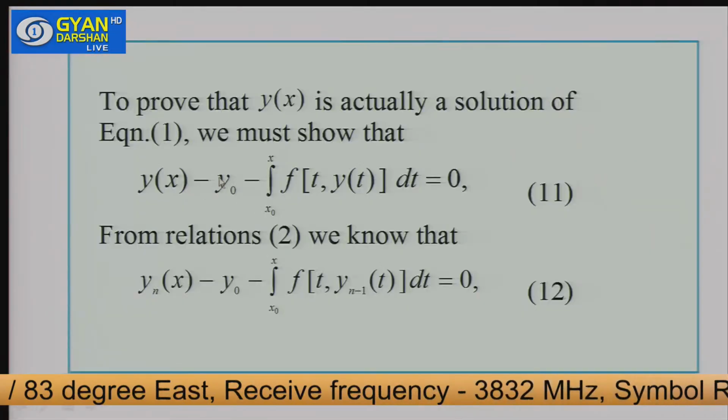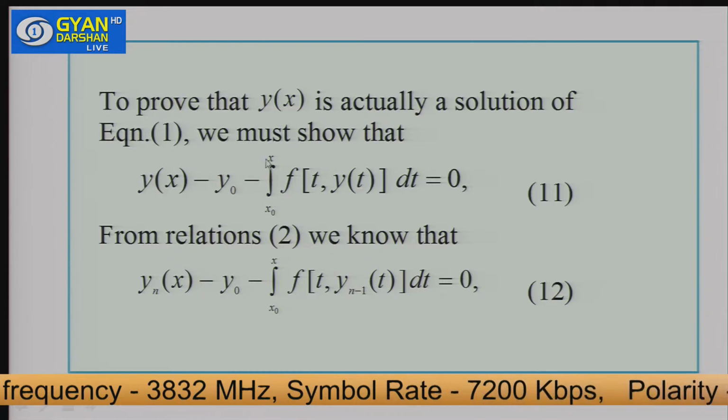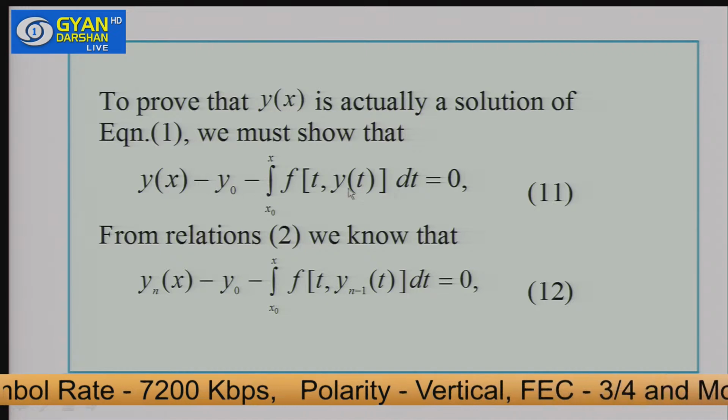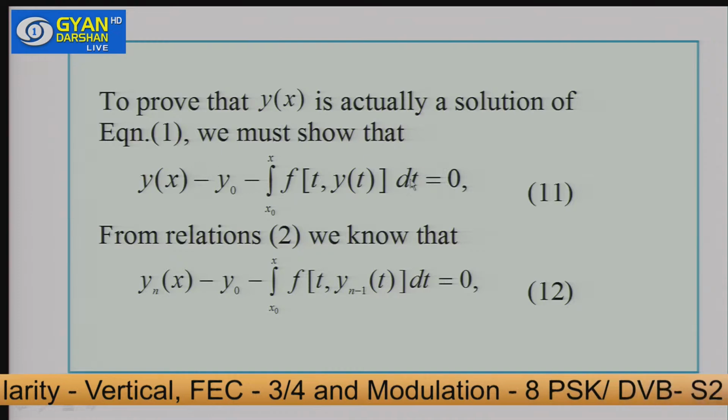So y(x) minus y0 and this. How to show that? Just prove that their difference is 0. This is what your equation was: y equals y0 plus this integral. So I am showing that y satisfies this equation. This is our aim.